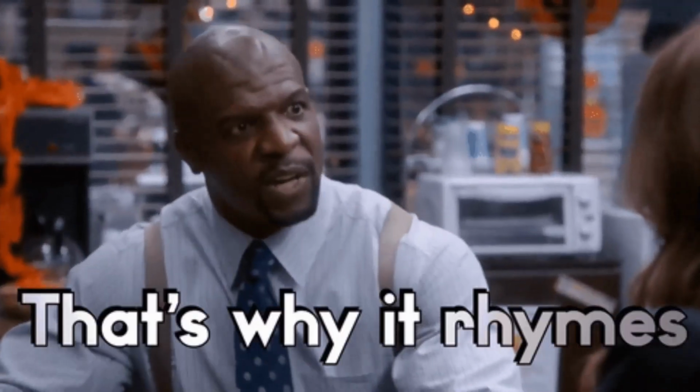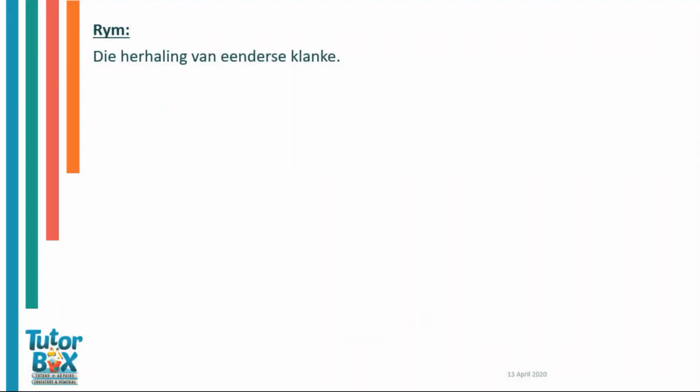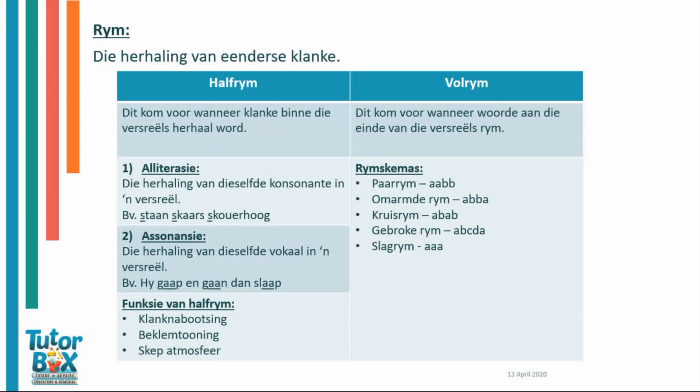So, dit is die herhaling van eender se klanke. Okay, so it's the repetition of the same sound. You get 2: halfrym en volrym. Okay, so let's see what's the difference. Halfrym, dit kom voor wanneer klanke binne die versreëls herhaal word. En volrym, dit kom voor wanneer woorde aan die einde van die versreëls rym. Okay, so halfrym is when words rhyme inside of the versreëls. Volrym is when only the last word in every versreël rhymes.